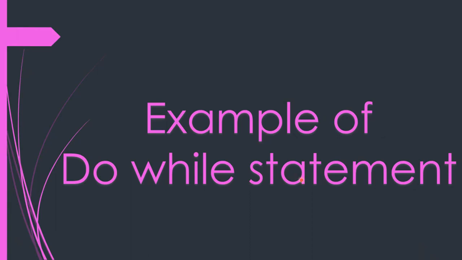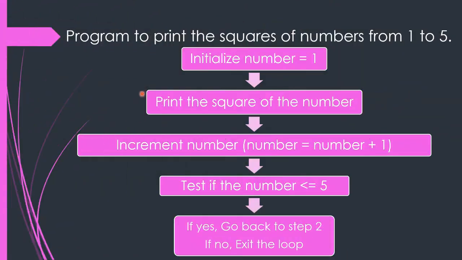Let us talk about an example of the do while statement. It will make things more clear to you. Here we have taken the same example of writing a program to print the squares of numbers from 1 to 5. This is the same example that we had taken in the while statement. We are using the same example so that you can understand the difference between the two statements more clearly. We will also be taking a different example for better understanding. First of all, let us proceed with this example.